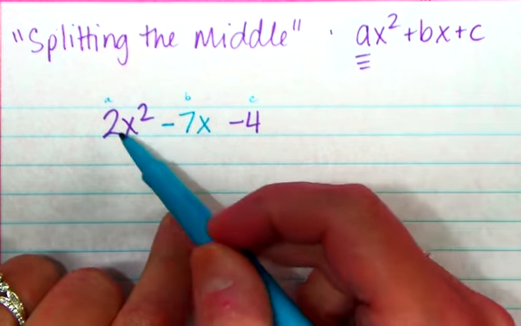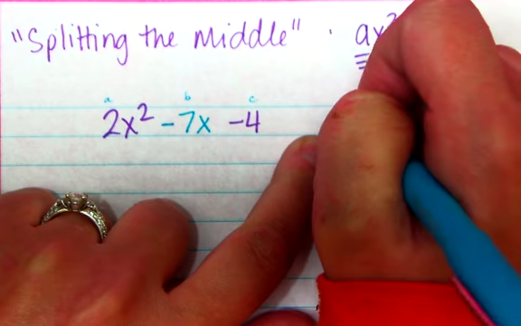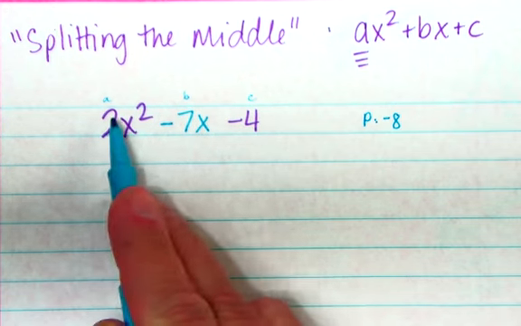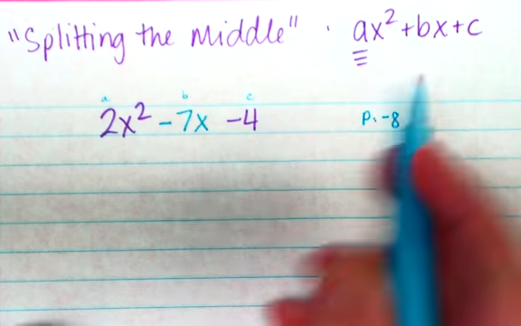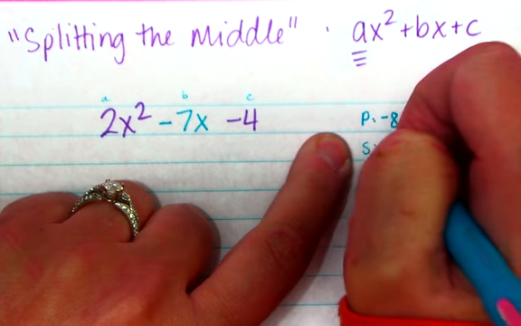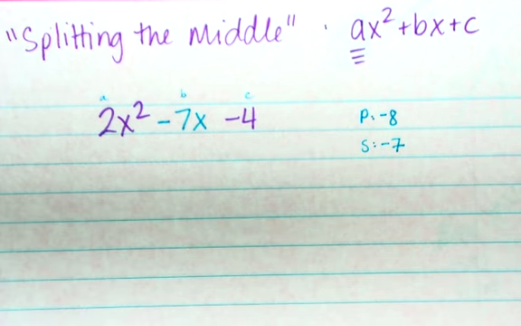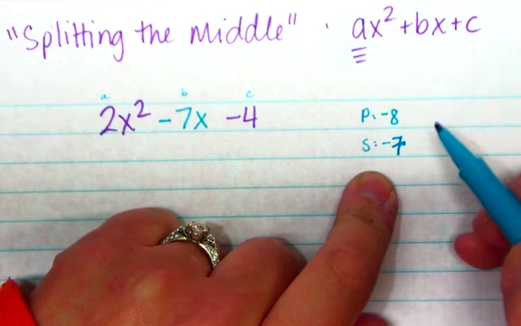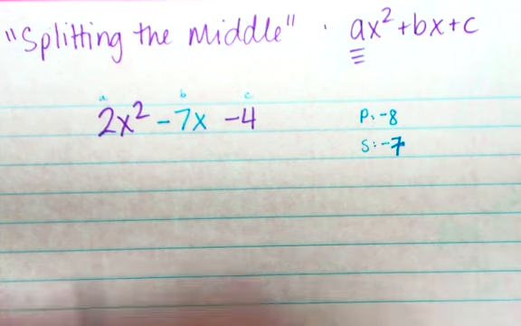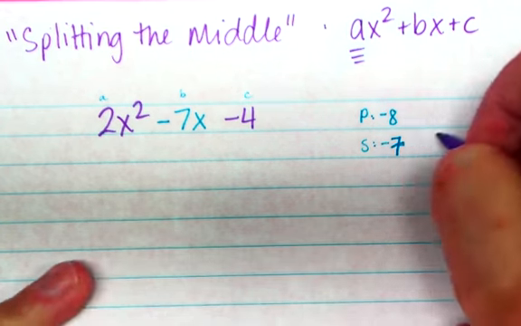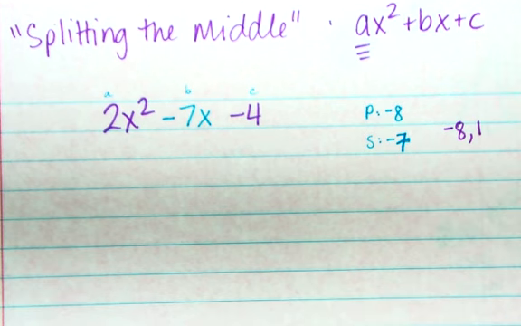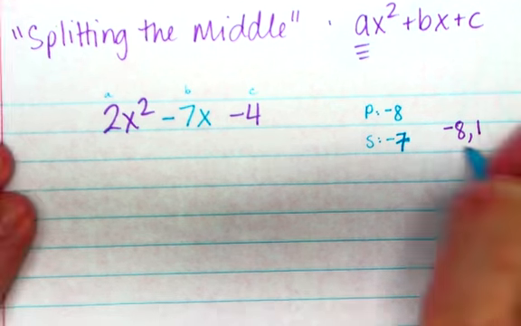And I'm going to multiply A times C to get a product number. So my product number is now negative 8 because I multiply A and C. Okay, my sum number this time is negative 7. So like before, I need to find 2 numbers that multiply to negative 8 but add up to negative 7. So can you think of those? Okay, the answers are going to be negative 8 and positive 1. So those are the 2 numbers that I'm going to split the middle up with.